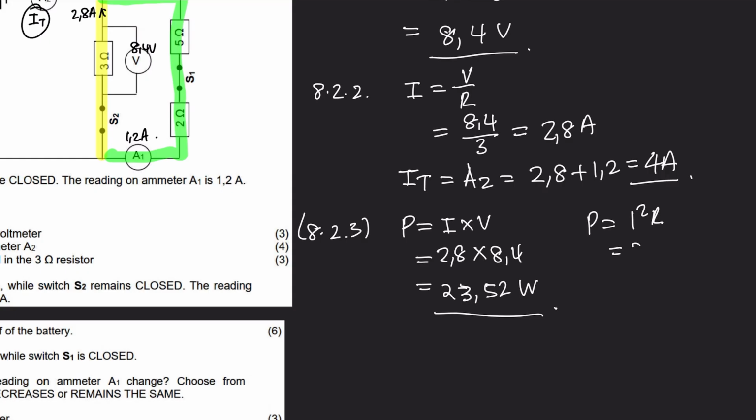If you did another equation, if you said power equals I squared R, you still get the same answer, 2.8 squared times 3. That will also give you the same answer of 23.52 watts.